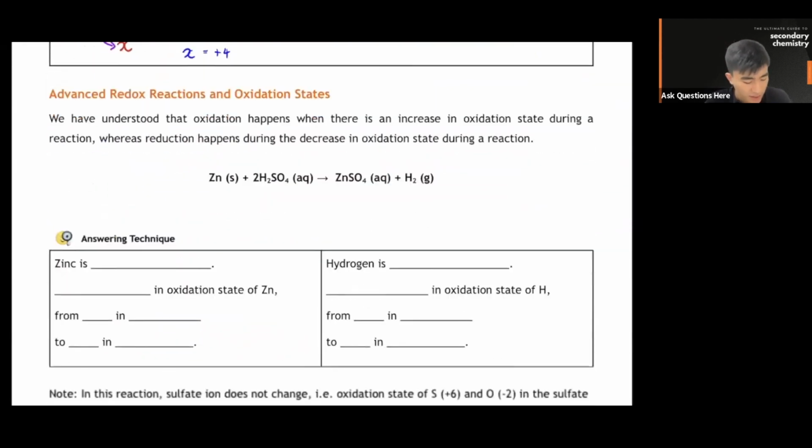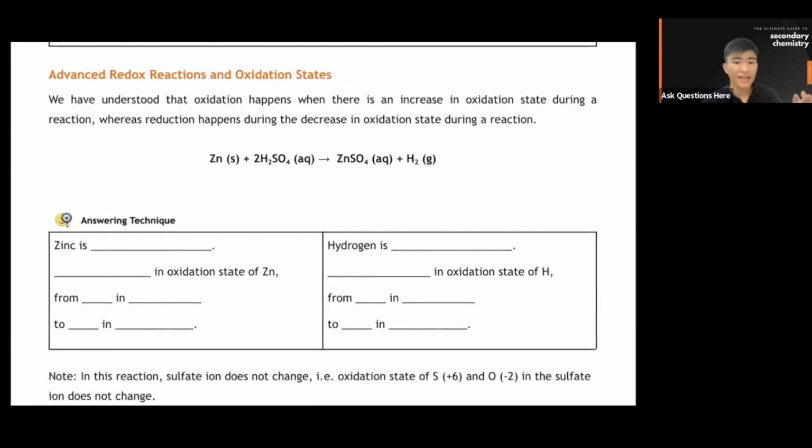This part is a little more advanced, as the name suggests: advanced redox reactions and oxidation states. We understood earlier that oxidation is defined as an increase in oxidation state. So an increase in oxidation state is oxidation, and a decrease in oxidation state is reduction. Let's highlight this first.